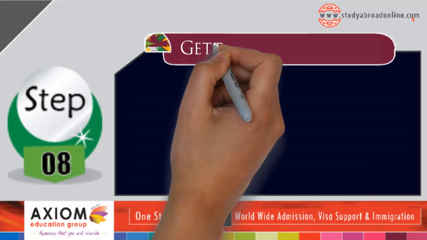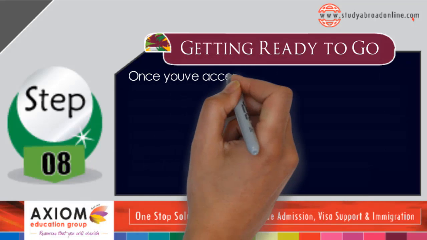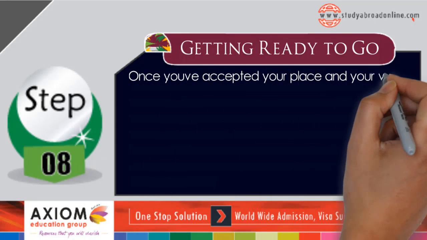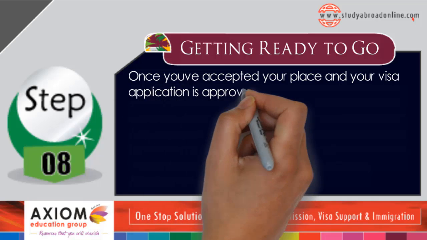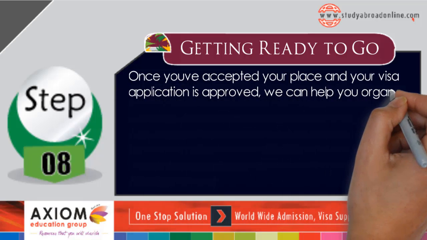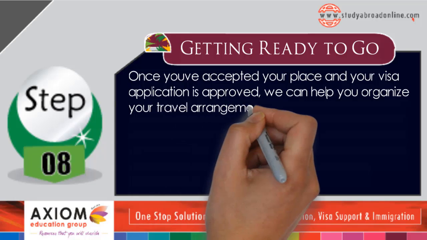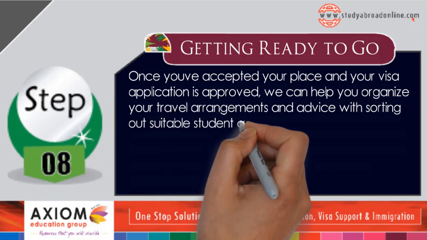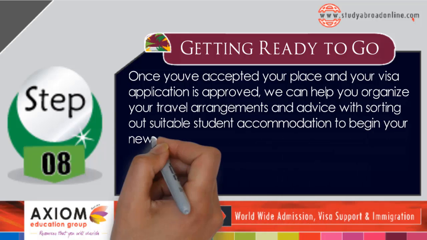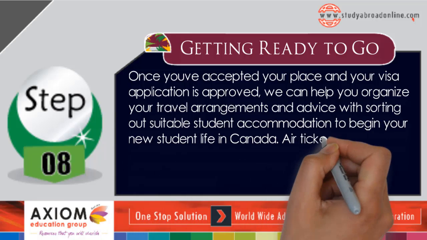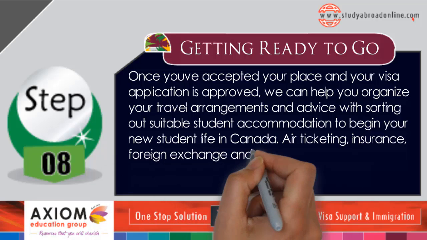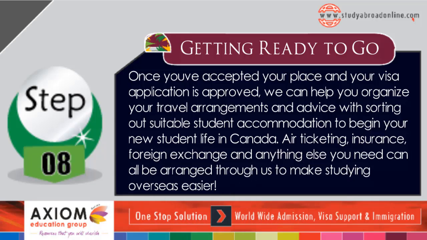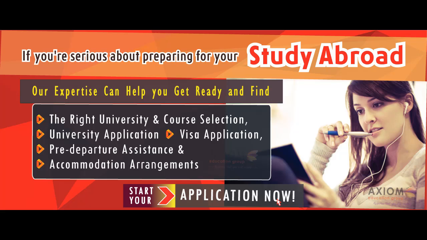And finally, we have step 8, getting ready to go. Once you've accepted your place and your visa application is approved, we can help you organize your travel arrangements and advise with sorting out suitable student accommodation to begin your new student life in Canada. Air ticketing, insurance, foreign exchange, and anything else you need can all be arranged through us to make studying overseas easier. So wait no more.